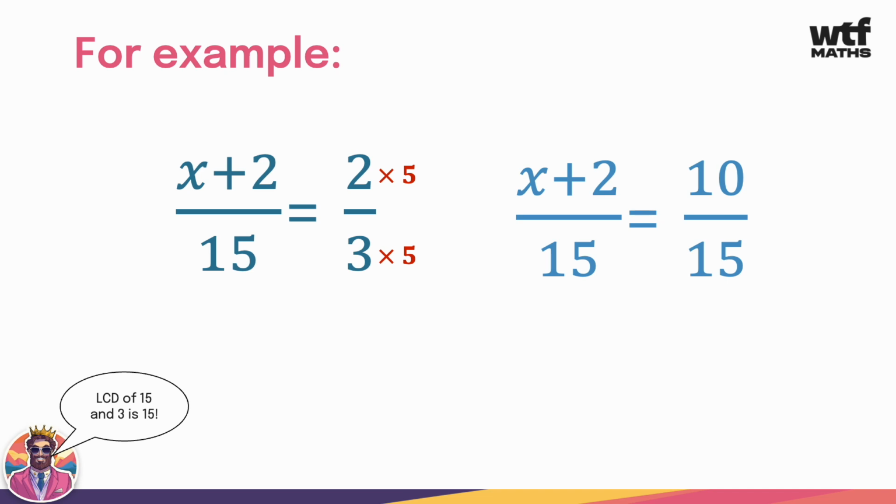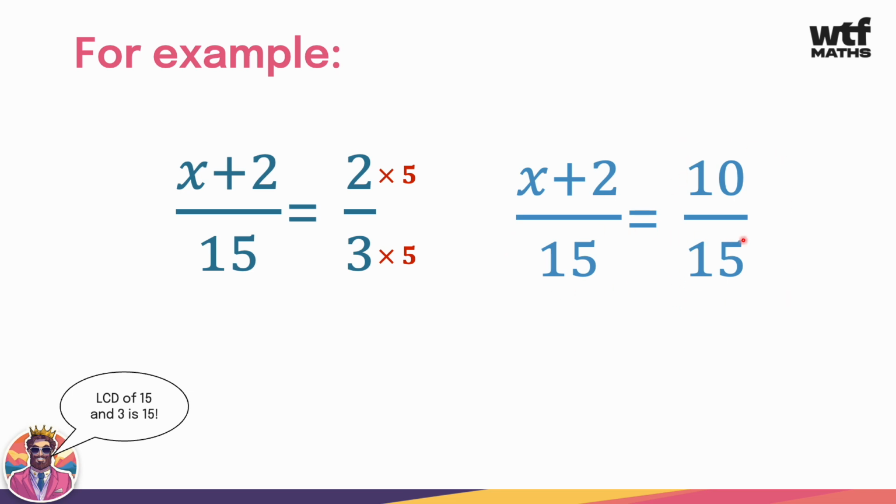Now, I haven't done anything naughty here. I've just rewritten the problem. 10 over 15 is still 2 over 3. It's just written in a different way. It's just like saying 2 out of 4 is the same as a half. We're just writing the fraction a different way.